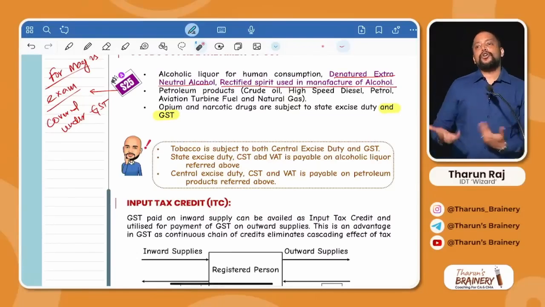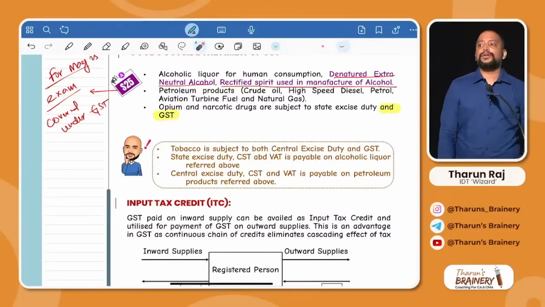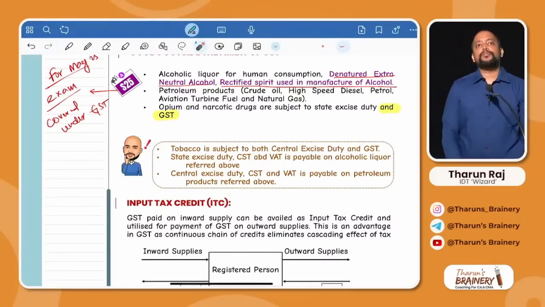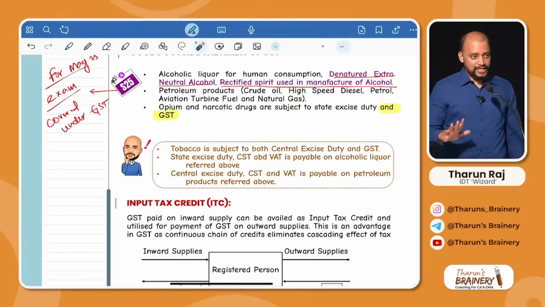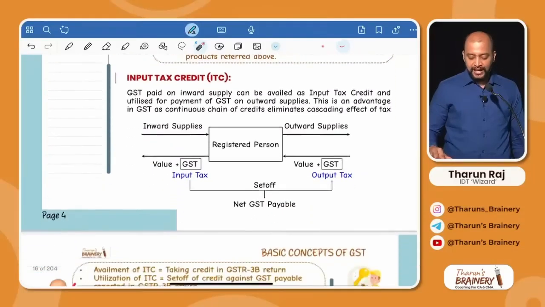But for tobacco products, there is a speciality. What is that? GST is also applicable, and the old indirect tax. What is that old indirect tax? Central excise duty is applicable. One more point also to remember: opium and narcotic drugs. GST is applicable, as well as state excise duty is applicable. Is it clear? On this they can make some MCQs.